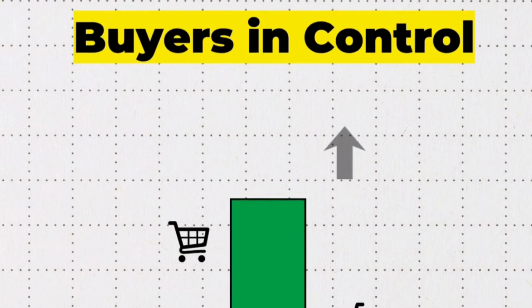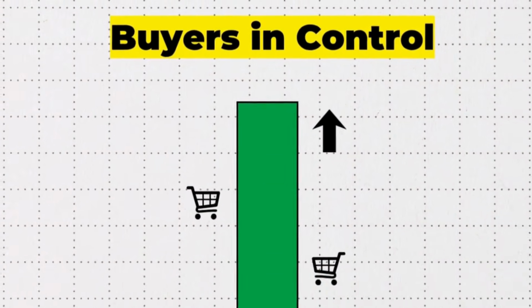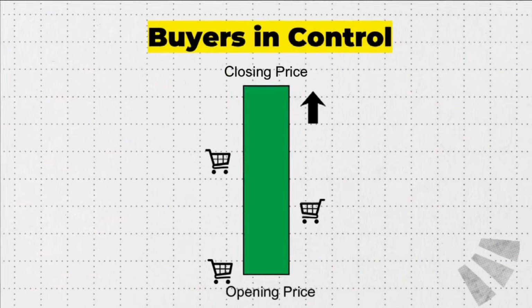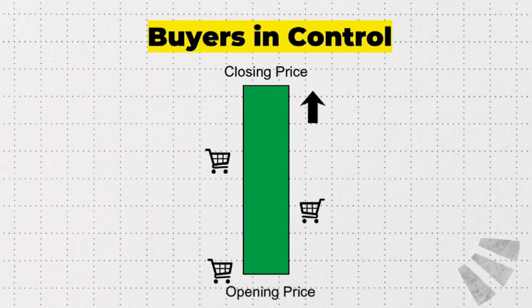When buyers are in control, the candle opens at a certain price, and as buyers step in, they keep pushing the price higher throughout the session. By the time the period ends, the candle closes at a higher level than where it started, forming a green or bullish candle that represents price appreciation.